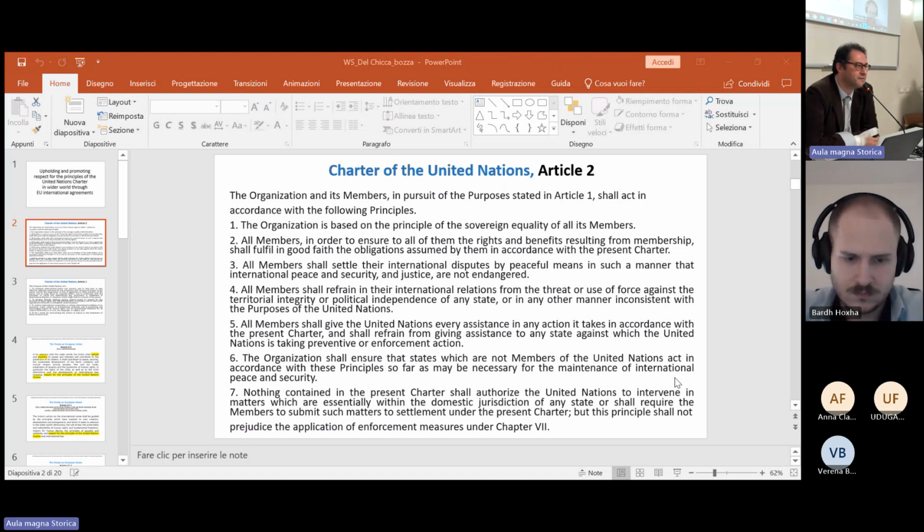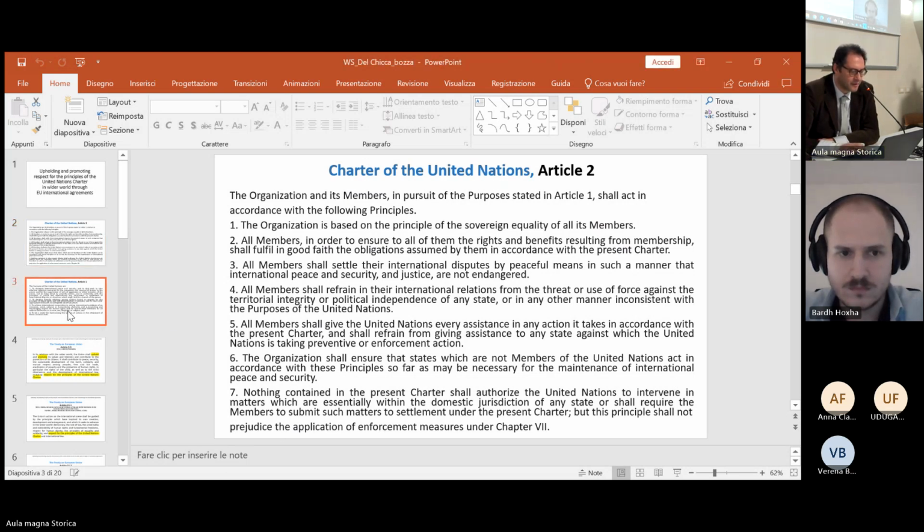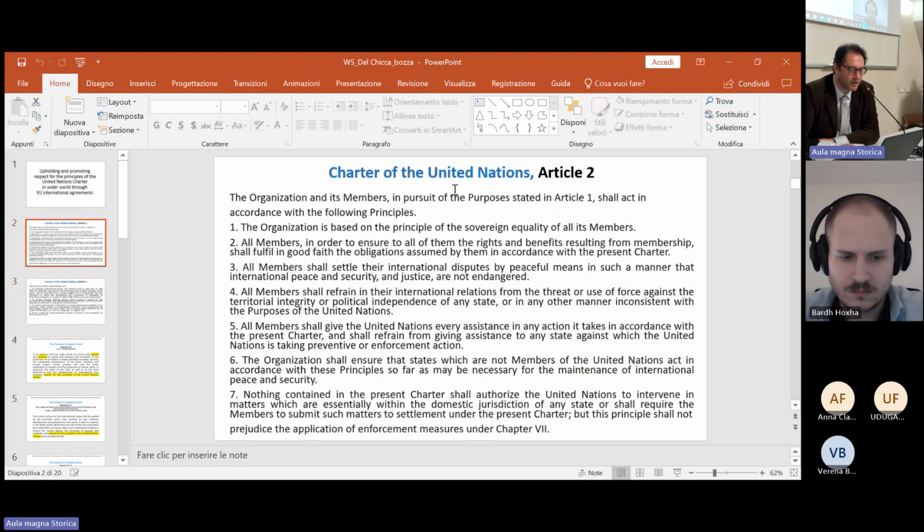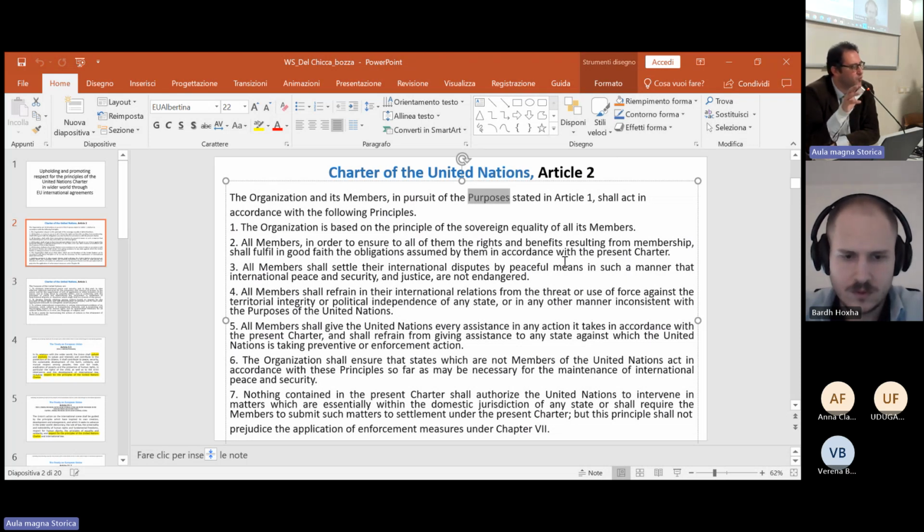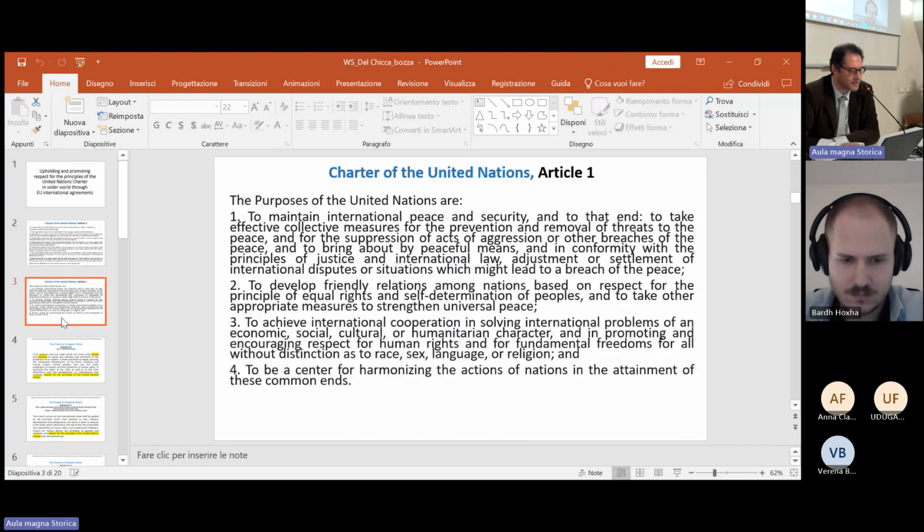Do you have an idea about this? Do you have some instant reply, an answer to this question? An idea? Okay. Let's try to work it out together. Have you seen that Article 2 refers to the purposes stated in Article 1? So, in some way, the purposes of the United Nations should be included among the principles of the United Nations. What are such purposes?